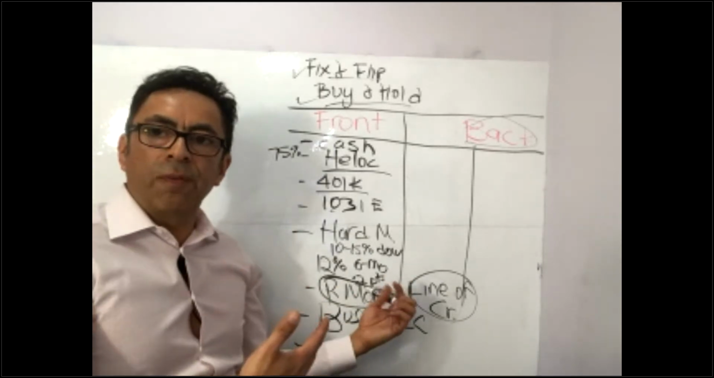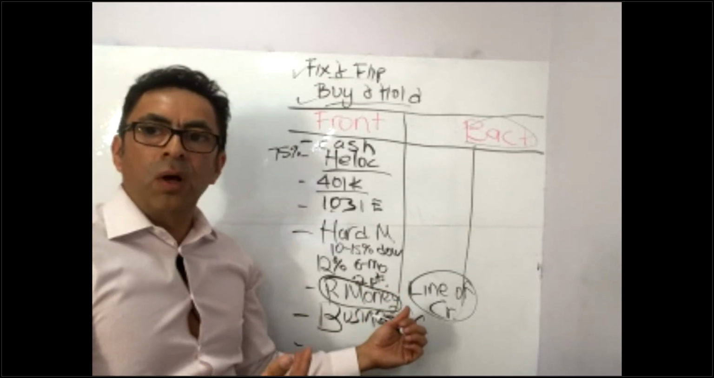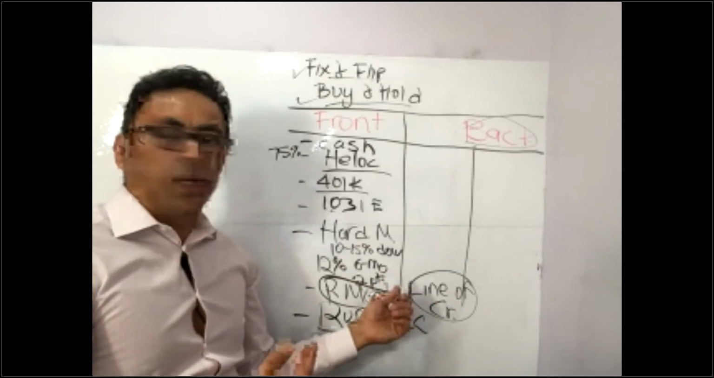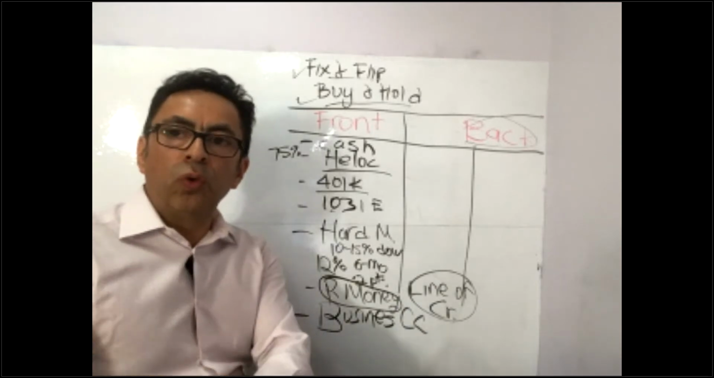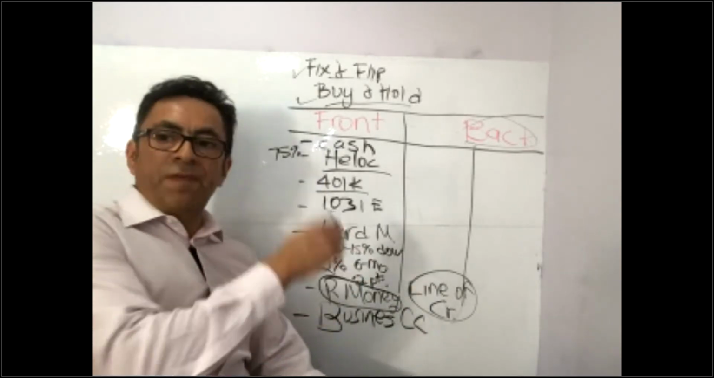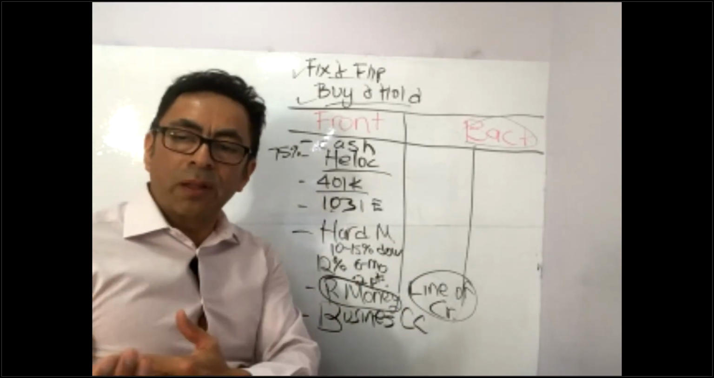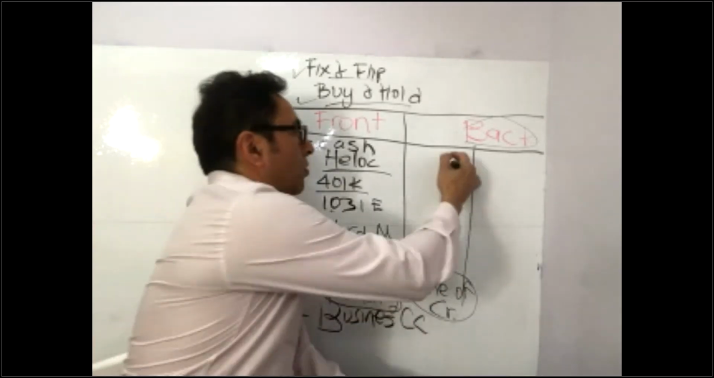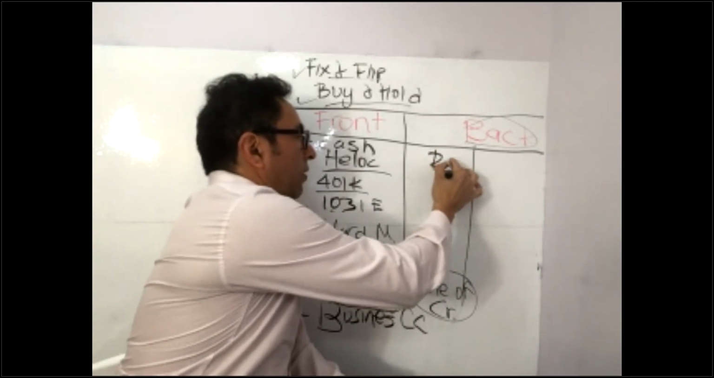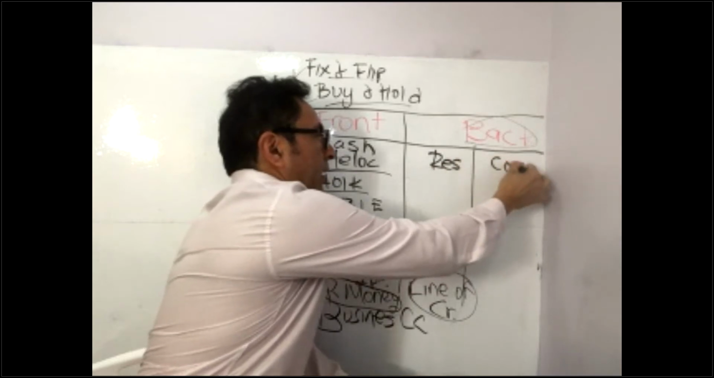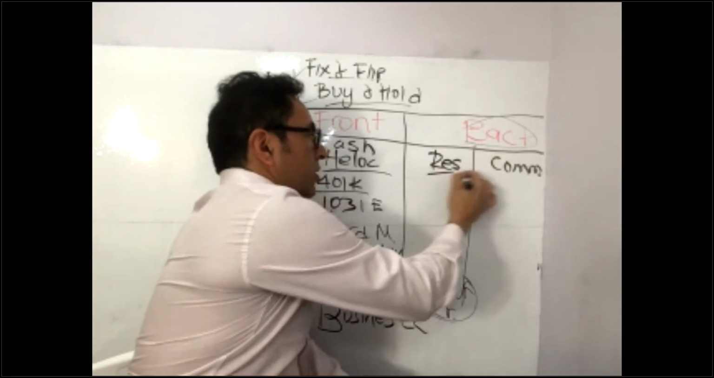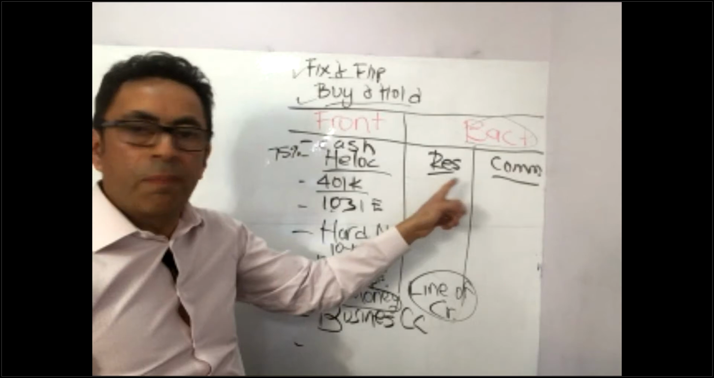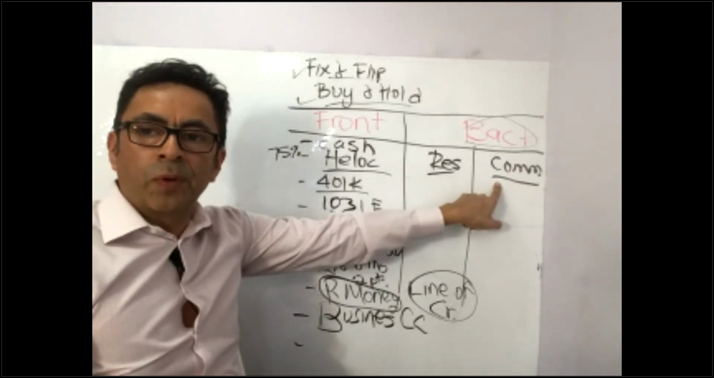So if you took a loan from a hard money lender or a private money lender, then you're going to need to pay that off. To be able to do that, once you fix the property and rent the property, you're going to refinance. And then you have two options. You can use a residential program or a commercial program, okay?